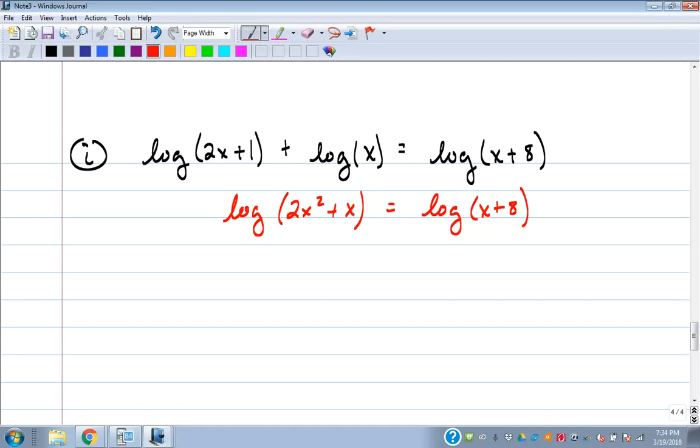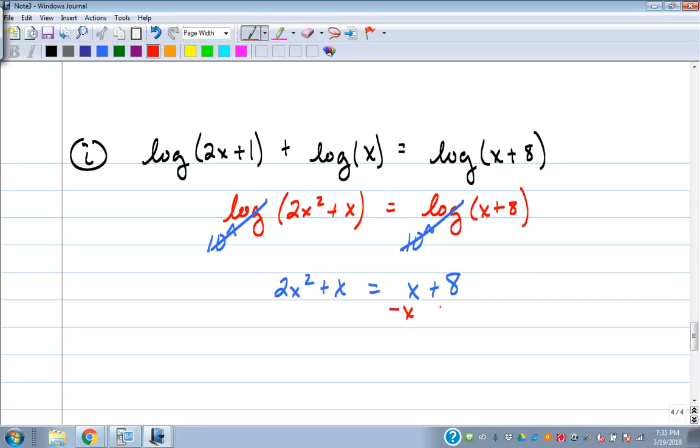Okay. Now, they're the same logs on each side. So what will get rid of those logs? Exponentiation with a 10 as the base. They cancel out the logs, leaving us 2x squared plus x equals x plus 8. Now we got to solve that equation. It has to equal 0 because it has x squared in it.